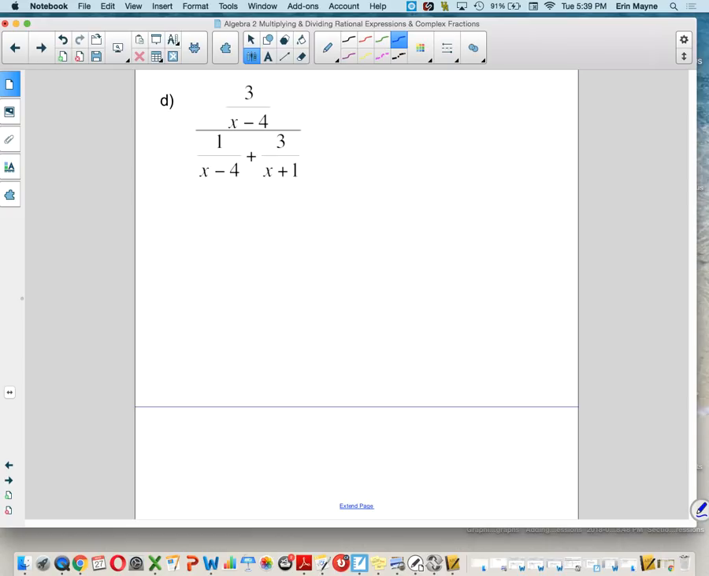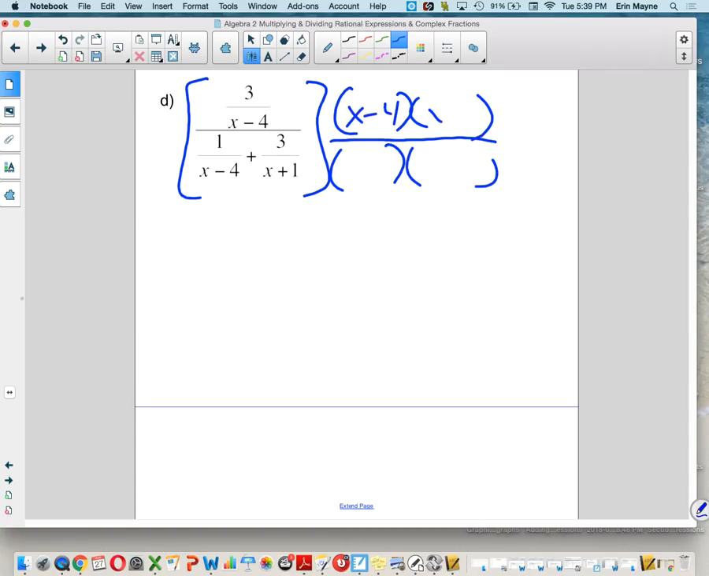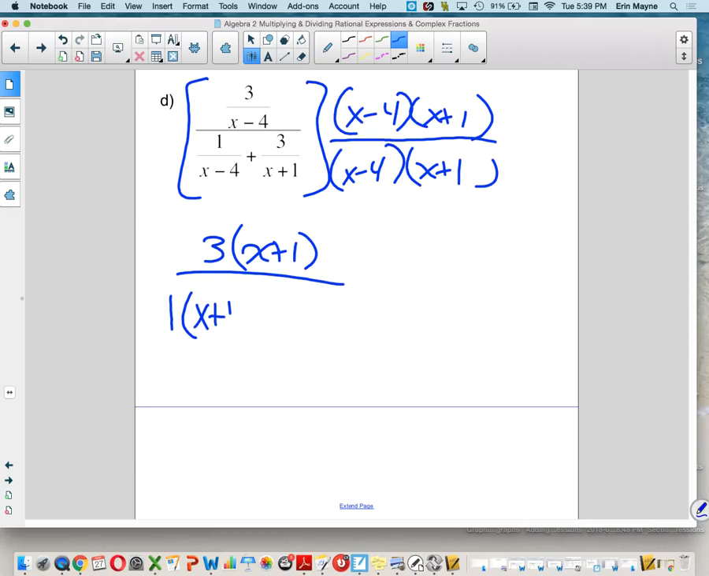Okay, if you would like to stick to adding or subtracting, you're welcome to do so. And I'm happy to, next time we're together, show you more of that style. For now, because it is simpler, I'm going to show you the process of multiplying by something equivalent to 1. That something needs to include the common denominator of all the fractions, which in this case is x minus 4 times x plus 1. On top, that 3 is proportionalized by x plus 1. On bottom, that 1 is proportionalized by x plus 1, and that 3 is proportionalized by x minus 4.